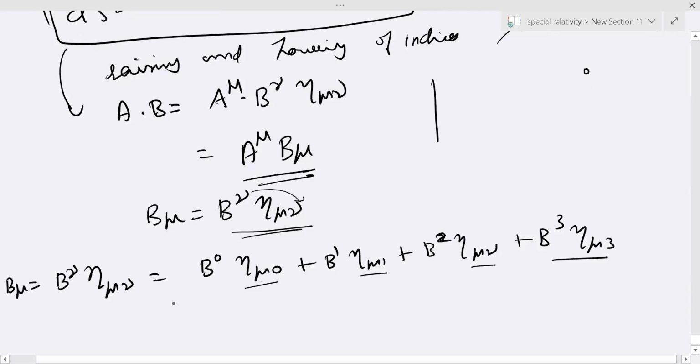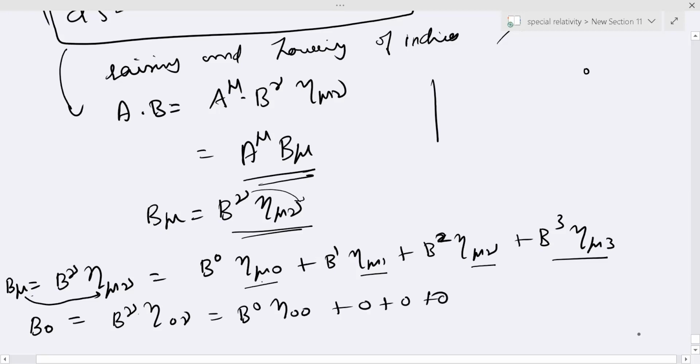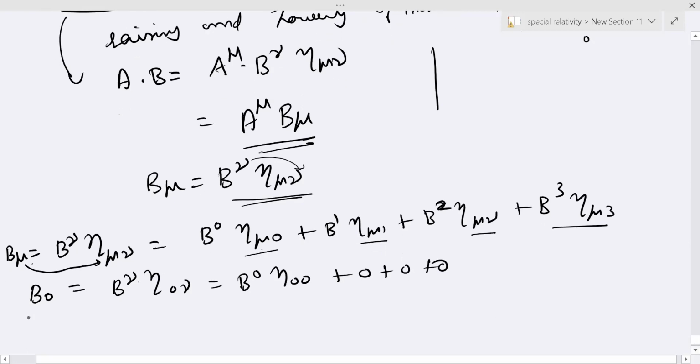Now, what are these components? For example, if you take B_0, you just make the summation, but you are substituting μ by 0. This would be B^ν η_0ν, and you sum over ν, but only one term will survive. This is equal to B^0 η_00. All other terms are 0. Am I right? And what is this? You see that B_0 is equal to B^0. It's the same number, because η_00 is plus 1, in the convention of the metric that we have chosen.